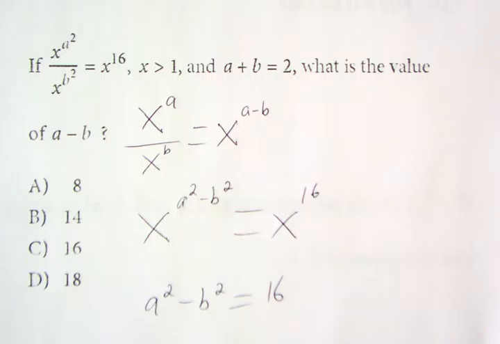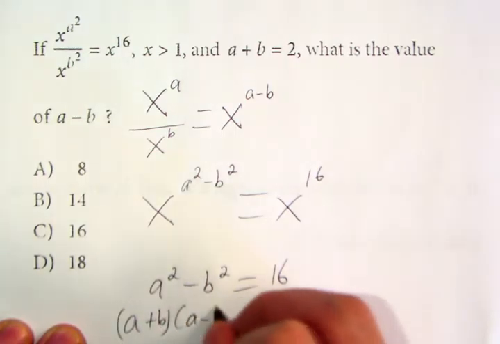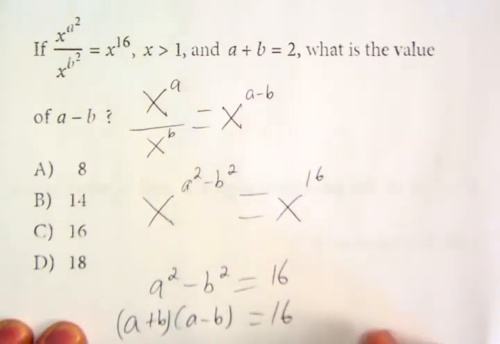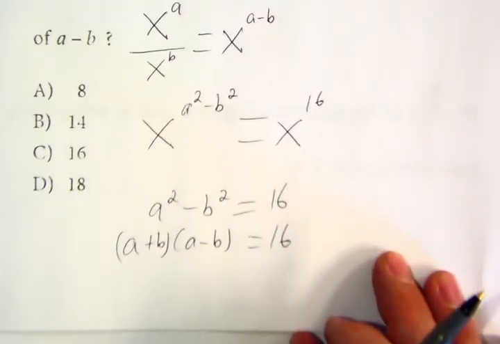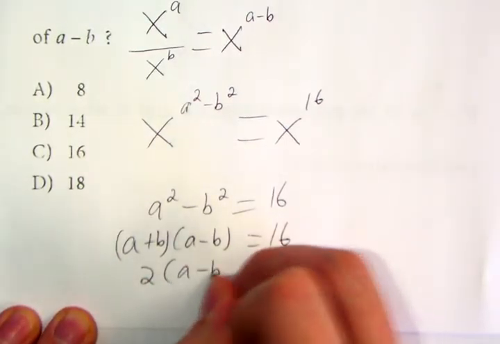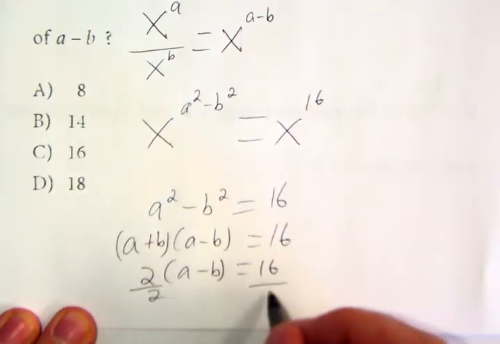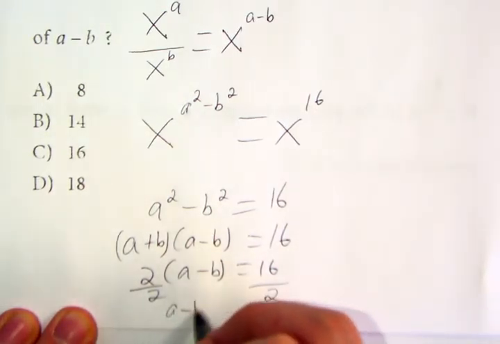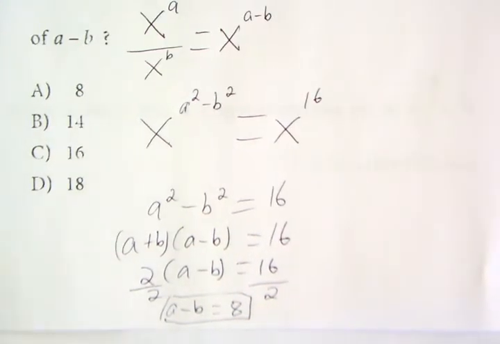Here we can use the difference of squares formula. And it turns out to be a plus b times a minus b is equal to 16. They tell us elsewhere in the problem that a plus b is equal to 2. So we can replace that. When we divide both sides by 2, we find out that a minus b is equal to 8. We don't need to solve for anything else. We already have our answer.